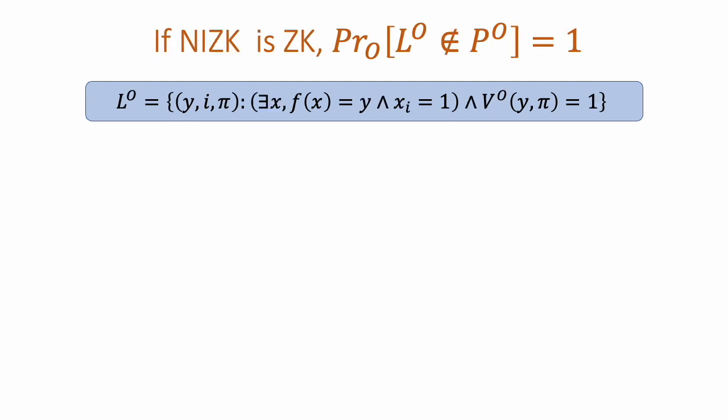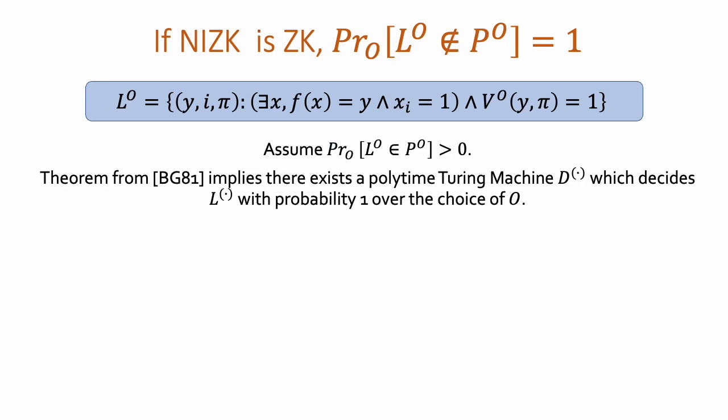Finally, let's show that our language L is indeed hard. Specifically, we show that if our NIZK is zero knowledge, then with probability 1 over the choice of our random oracle, L does not belong to P. To prove this, let's start by contradiction. So let's say that the probability over the choice of the random oracle that L belongs to P is greater than 0.